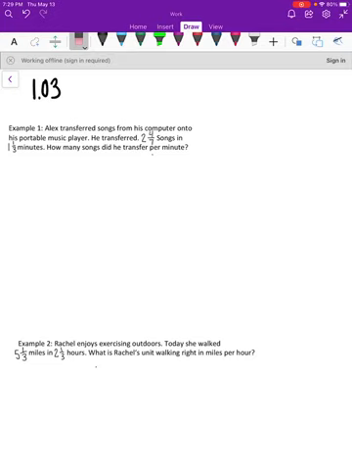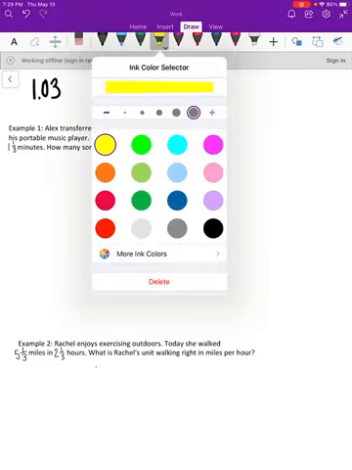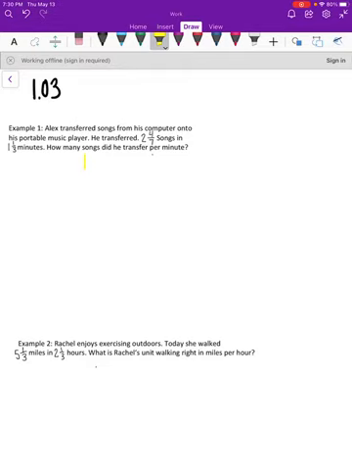So something we need to know before we start is we want songs per minute. So we're going to say songs. The word per means we need to divide. So songs divided by minutes. Okay. So he transferred 2 4/7 songs. So we have 2 4/7.